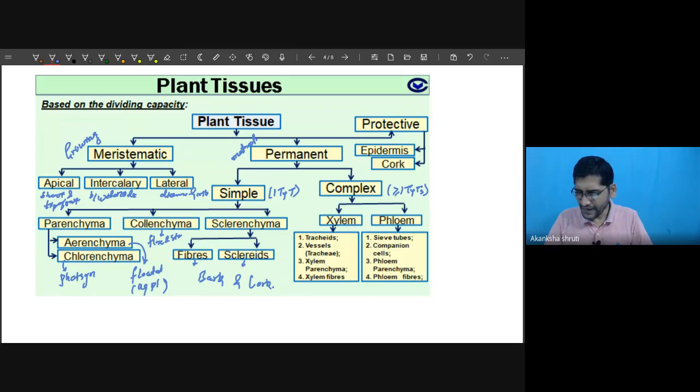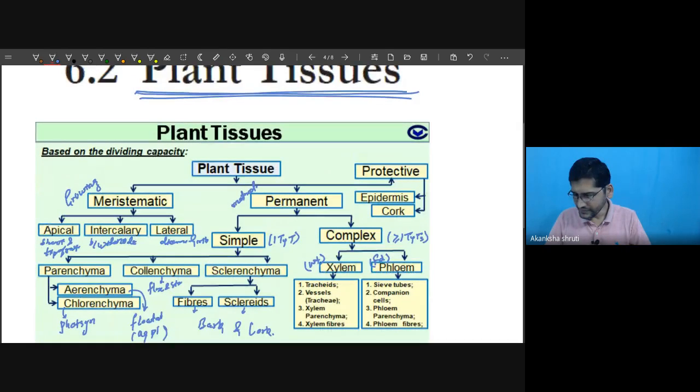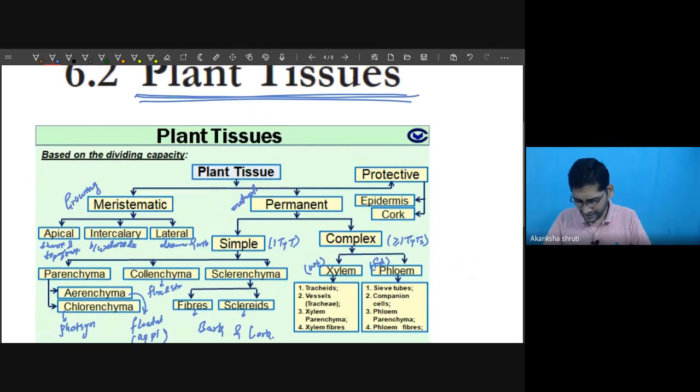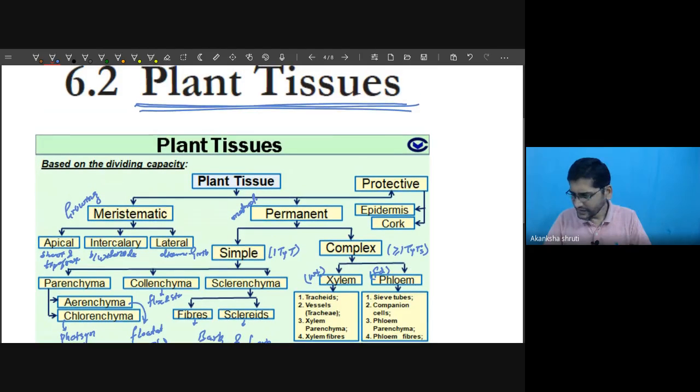Next, coming to the permanent complex tissues: for carrying the water, it is our xylem. For carrying the food, it is phloem. This xylem contains four types of cells: tracheid, vessel, xylem parenchyma, and xylem fiber. And this phloem, which carries the food, consists of another four kinds: sieve tube, companion cell, phloem parenchyma, and phloem fiber.